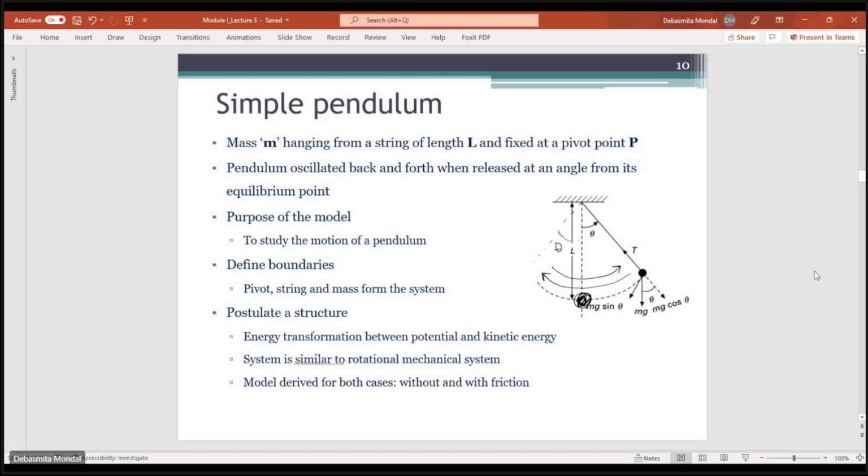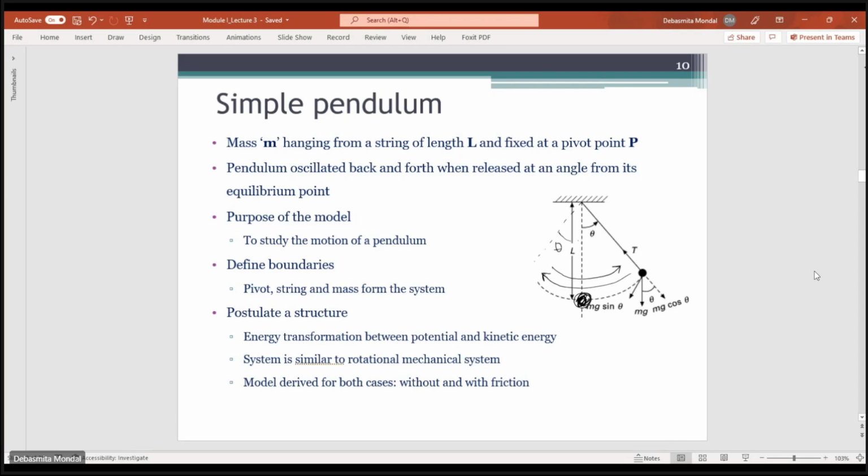So there will be some frictional force because of the environment or the air. So because of that there will be a damped oscillation and it will keep on oscillating and it will come back to its original or rather the equilibrium position. So now the purpose of this model is that we need to study what is the motion of the pendulum.